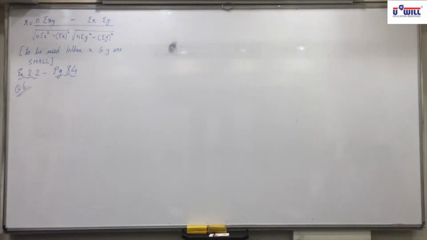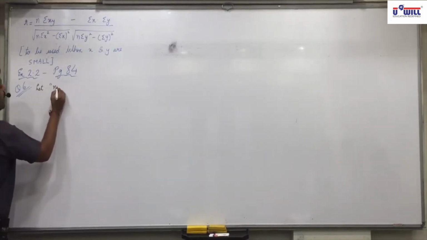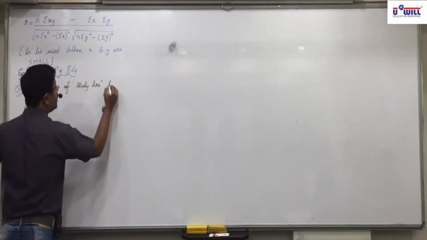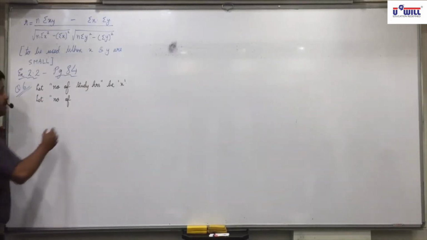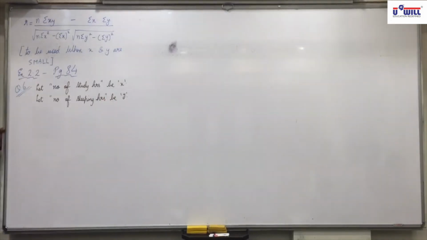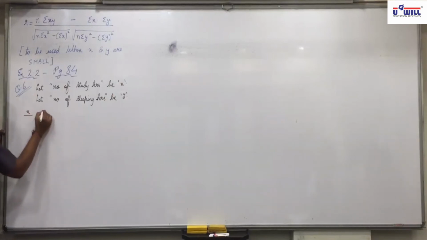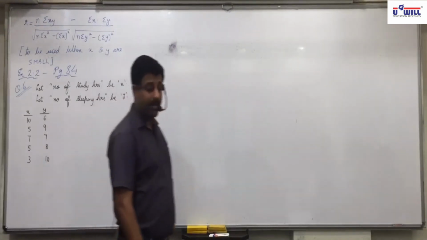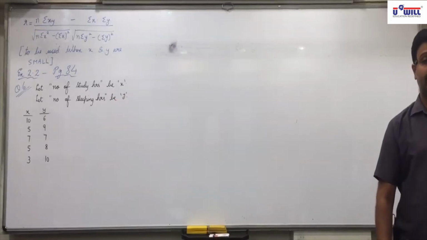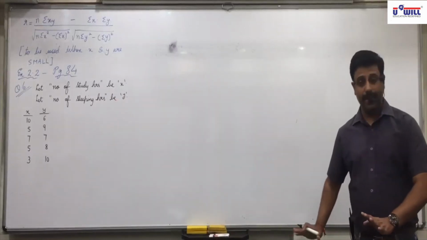First we will denote x and y. So write down: let number of study hours be x and let number of sleeping hours be y. And values of x and y we will write down: 10, 5, 7, 5, 3 are the values of x and 6, 9, 7, 8, 10 are the values of y. Got it everyone? Raise your hand who is writing up till here still. All have written the values of x and y.